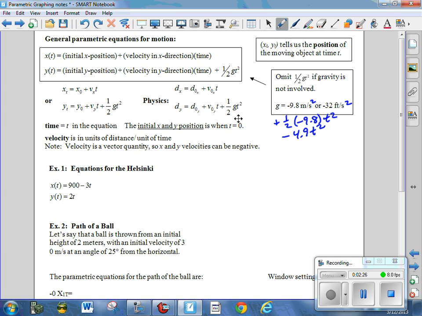Okay. Time is equal to t, and initial x and y position is when time is 0. So when we do the sub 0, that's why it's initial time. Velocity is in units of distance divided by unit of time. And since velocity is a vector quantity, x and y velocities can be negative, as we saw in the Helsinki.